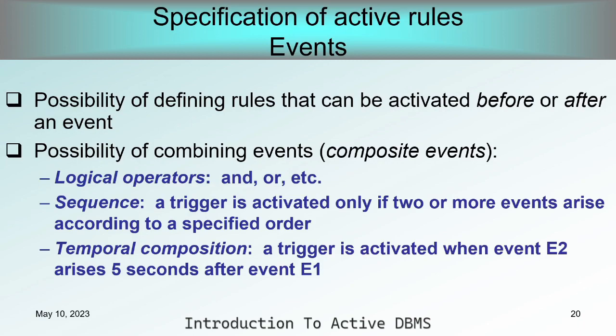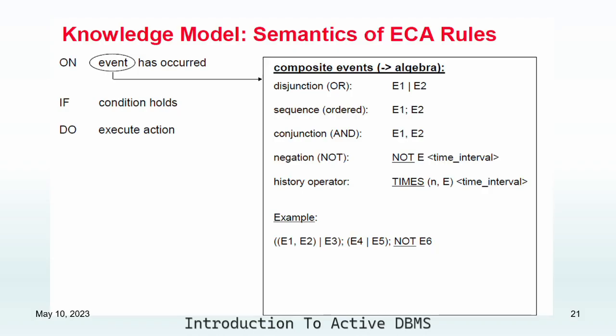You can define the rules in a sequence, like a trigger is activated only if two or more events arise, and that too in some specific order. Or it can be in the form of temporal composition, like a trigger is activated when event 2 arises 5 seconds after event 1. So this can also be the way in which composite events can be defined.